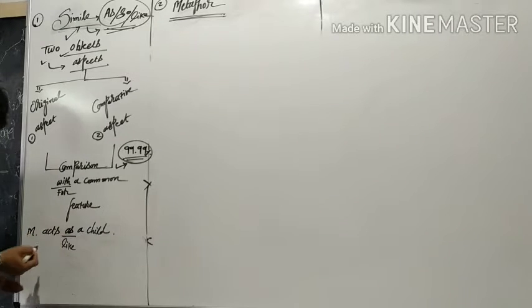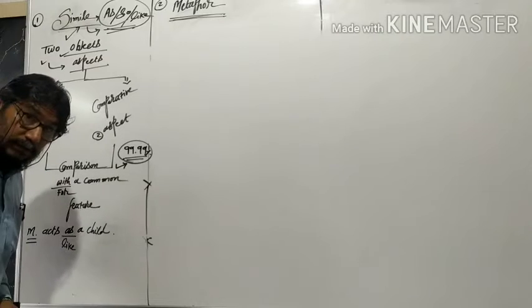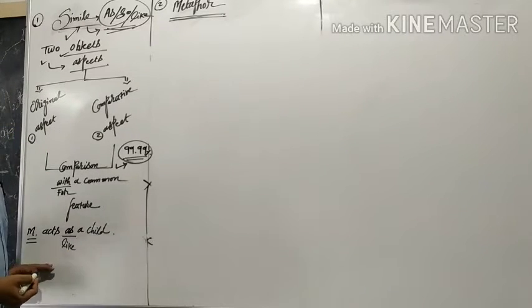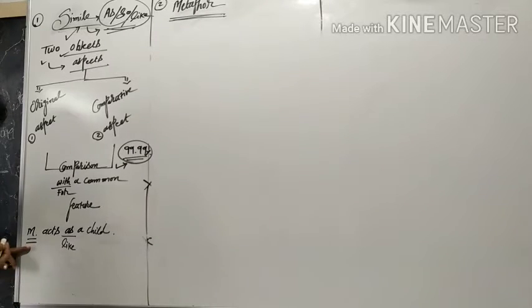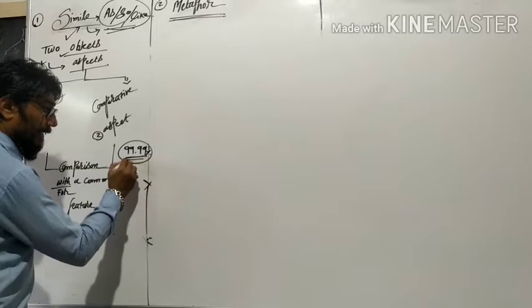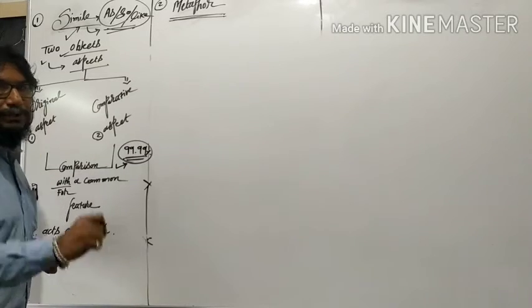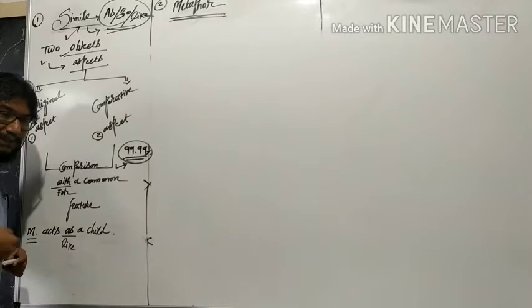Mira acts like a child. Mira is not a child. Mira is a mature girl. But she acts like a child. She acts as a child. Hence, Mira is equal to a child up to 99.99%. Not exactly equal to. Just like.